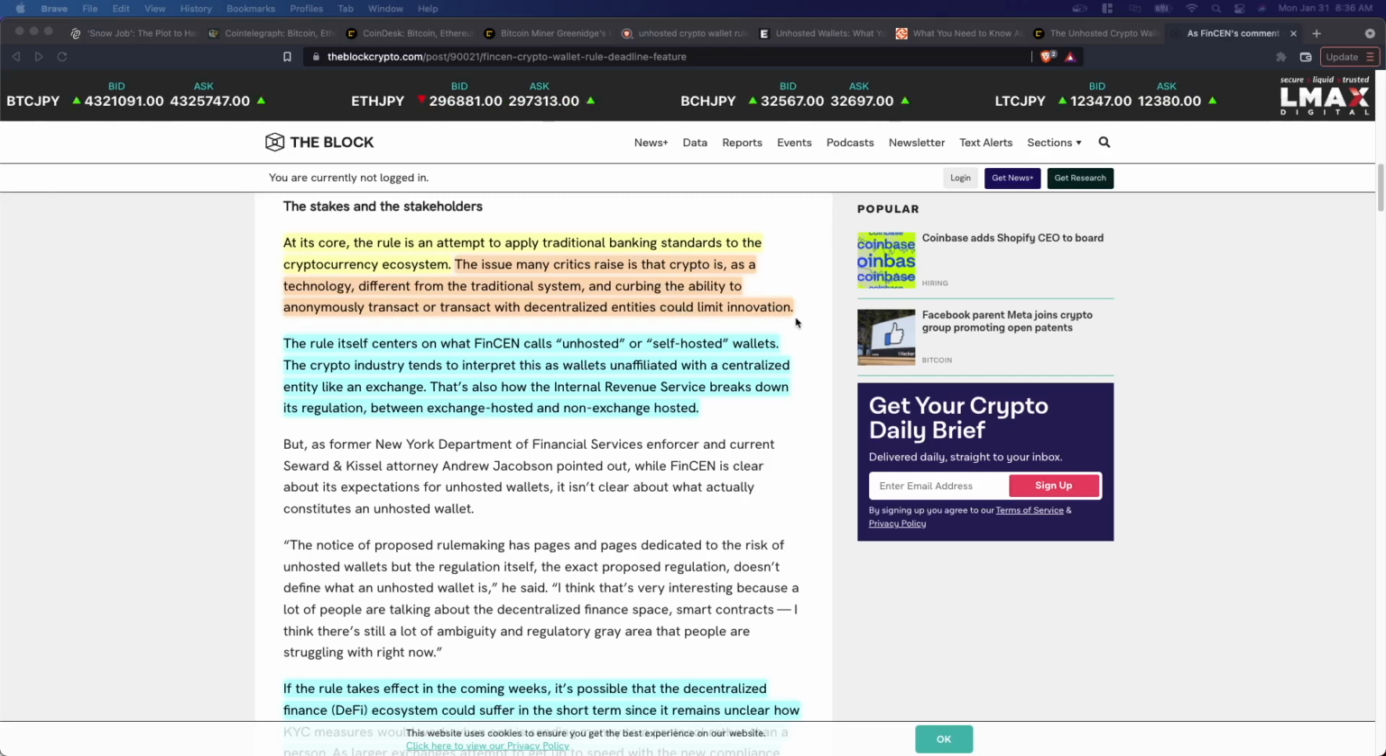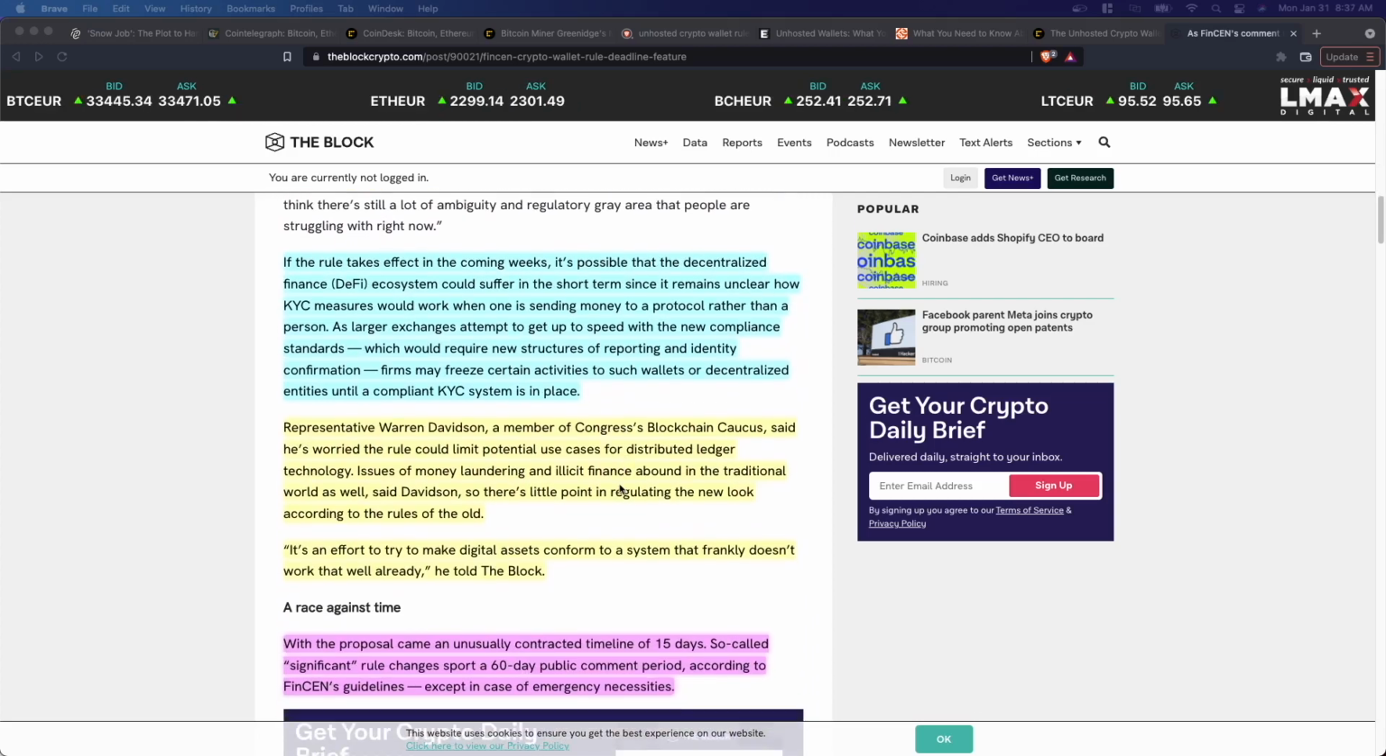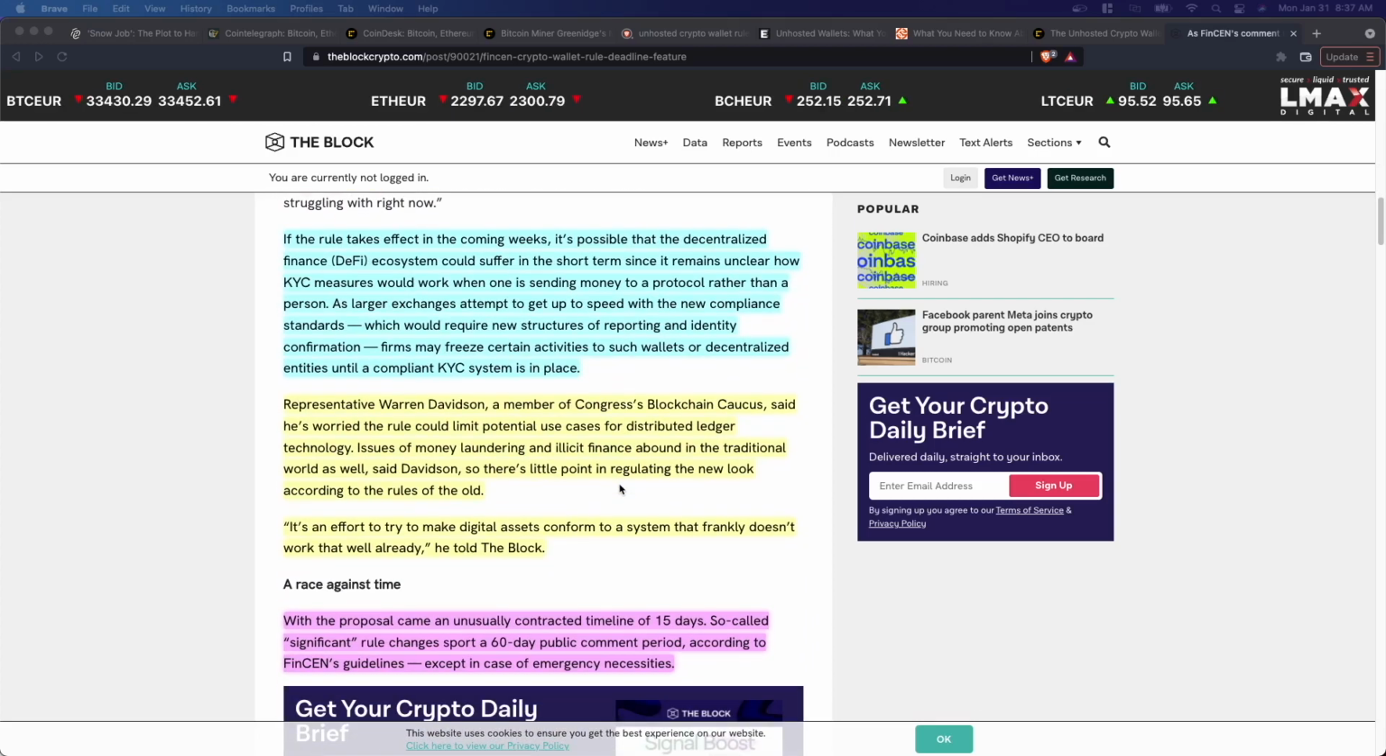The rule itself centers on what FinCEN calls, quote, unhosted or self-hosted wallets. The crypto industry tends to interpret this as wallets unaffiliated with a centralized entity like an exchange. That's also how the Internal Revenue Service breaks down its regulation between exchange-hosted and non-exchange hosted. If the rule takes effect in the coming weeks, it's possible that the decentralized finance, DeFi, ecosystem could suffer in the short term, since it remains unclear how KYC, know your customer, measures would work when one is sending money to a protocol rather than a person.